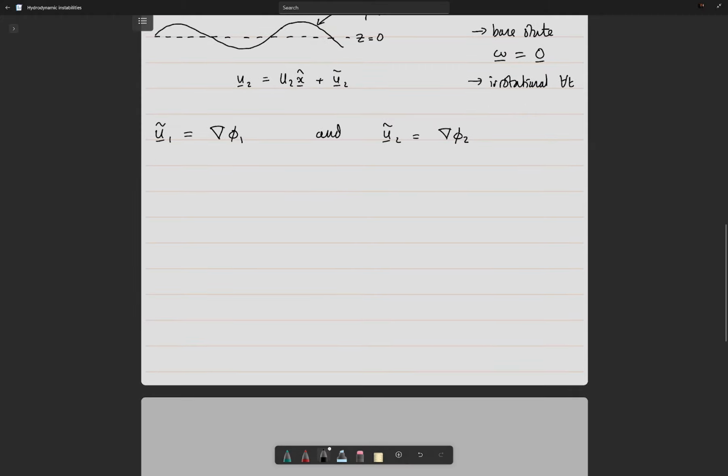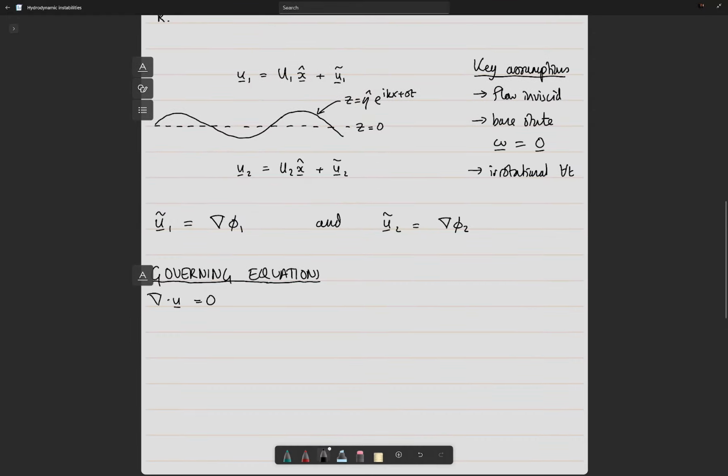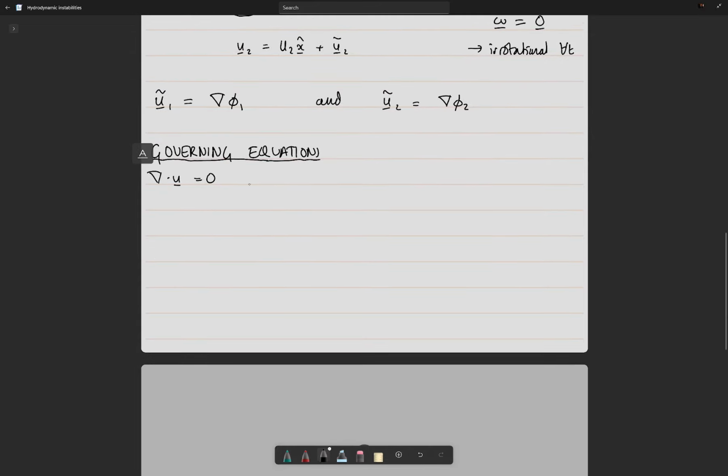Okay, now let's write down some governing equations. So the governing equation for this just comes from incompressibility, and because div u is 0, that implies that del squared of these potentials is 0. So div u equals 0. Well, the base state velocity field trivially satisfies being divergence free, but this just gives del squared phi i equals 0 for i equals 1 and 2.